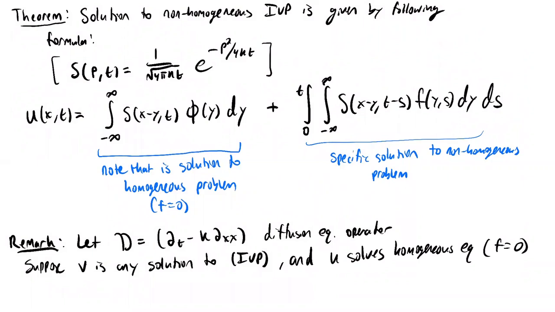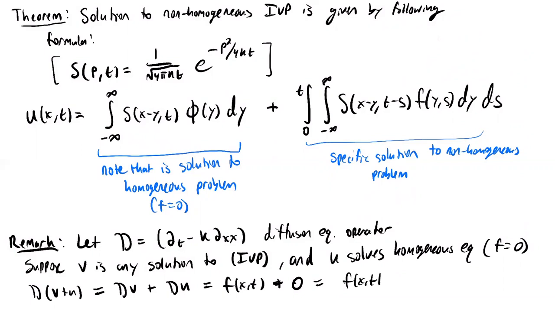Well, then what happens if I apply this differential operator D to V plus U? Well, since this is linear, this is equal to D of V plus D of U, using linearity. Well, D of V is equal to F because V is a solution to the non-homogeneous IVP. But D of U is equal to 0 because U solves the homogeneous initial value problem. And so if I add on 0 to F, I get F again, right? So that means that if I add on a homogeneous term to V, I get another solution.